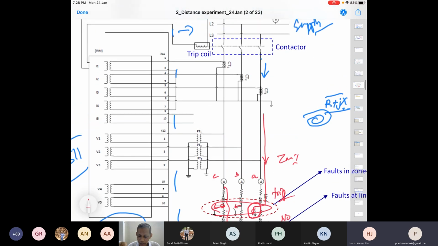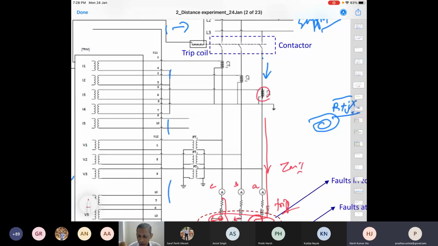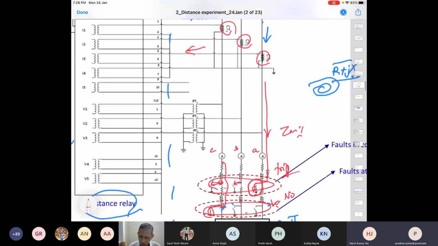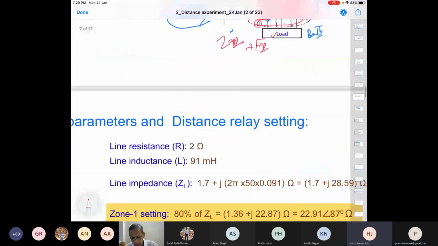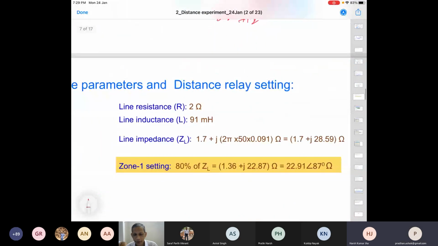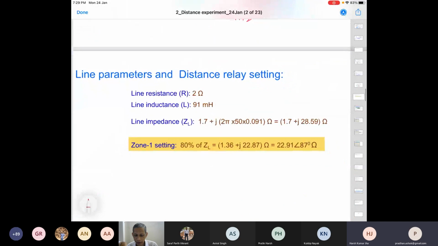However, the distance relay takes signals from the CTs, and also we have PTs, a set of 3 PTs, which feeds the corresponding voltage. So these are the voltage and current fed to the distance relay in this case. Now we'll see how to verify the performance.